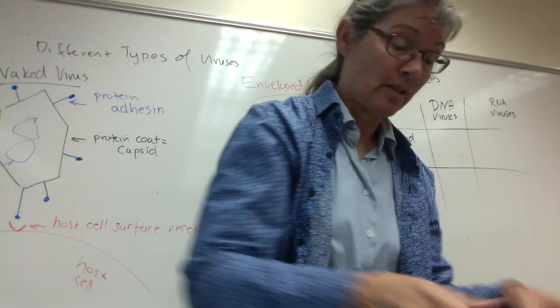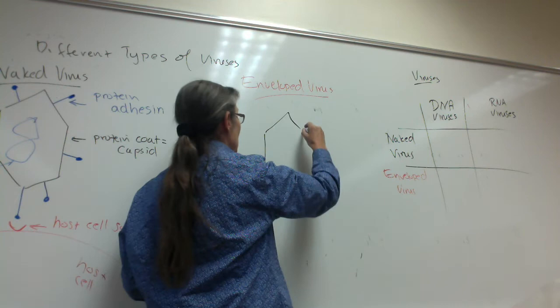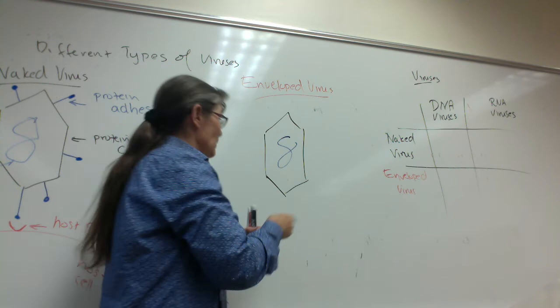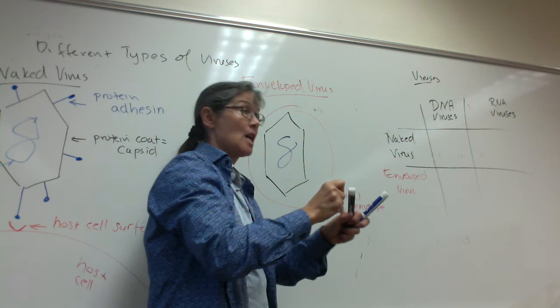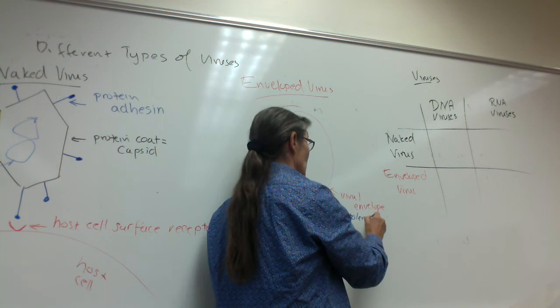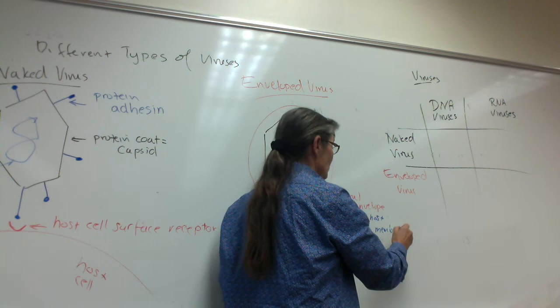So let's take a look at this. Here's our envelope virus. I'm going to take a naked virus and coat it in what? Stolen host cell membrane. So that's the viral envelope. What's its origin? Where did it come from? Stolen host cell membrane. And remember, cell membrane is very delicate, like olive oil.